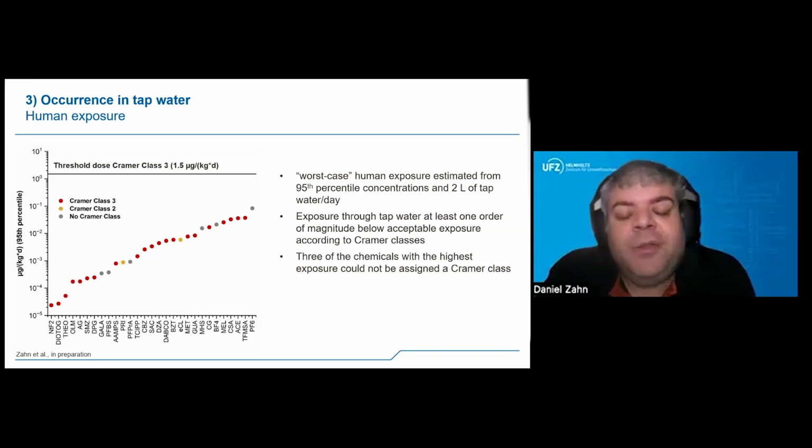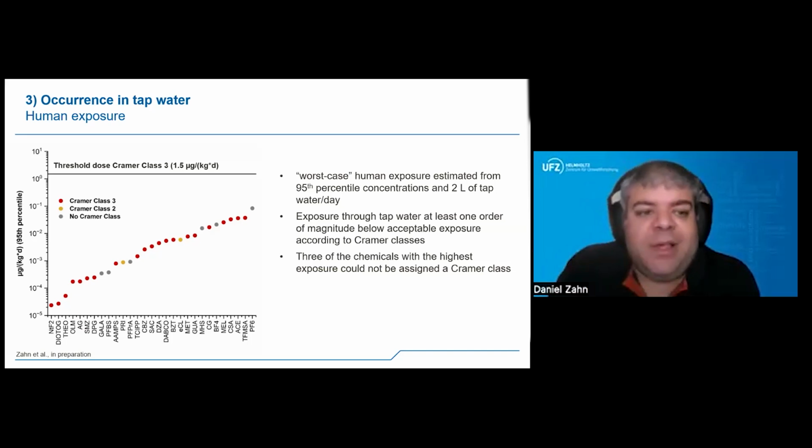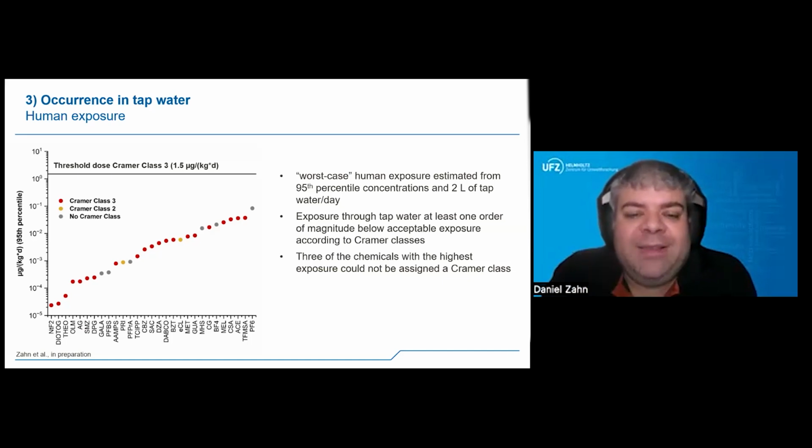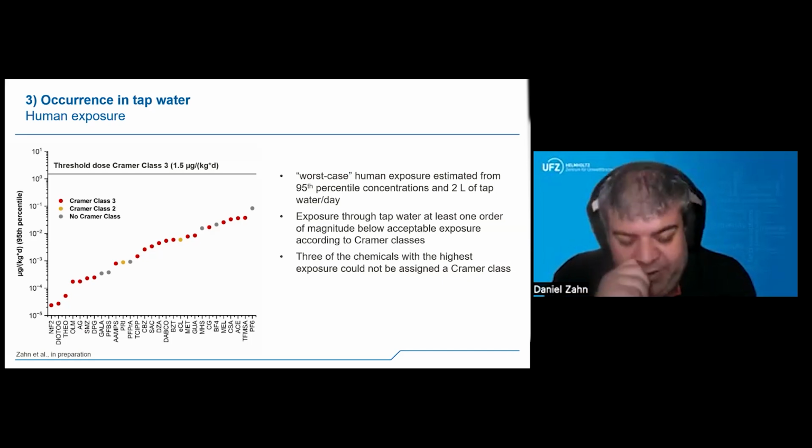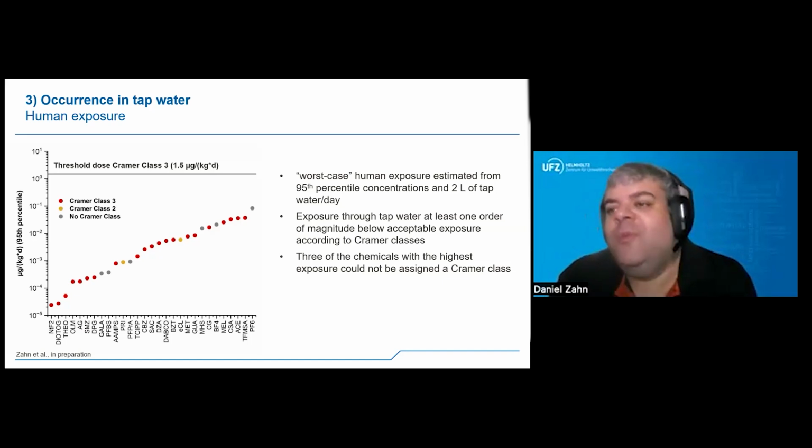This indicates that at least at first glance, with this rough estimation approach, there doesn't seem to be a critical human exposure. But there are many uncertainties that have to be taken into account, like toxicity of individual chemicals, the effect of the chemicals that cannot be assigned a class, and of course, cumulative human exposure through different sources.